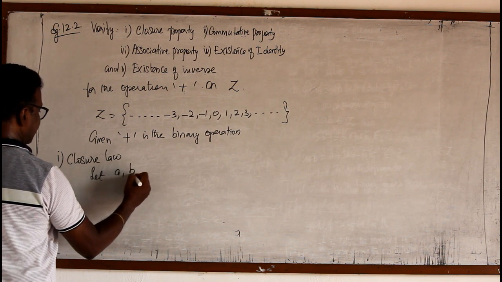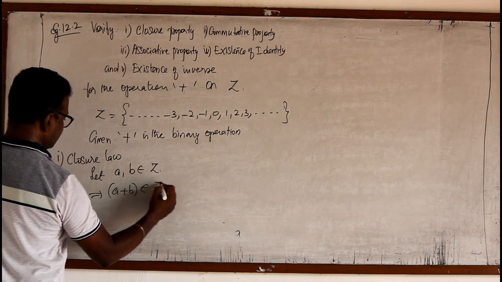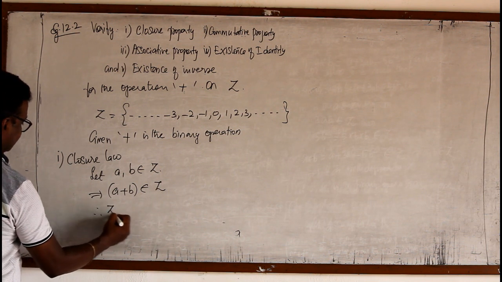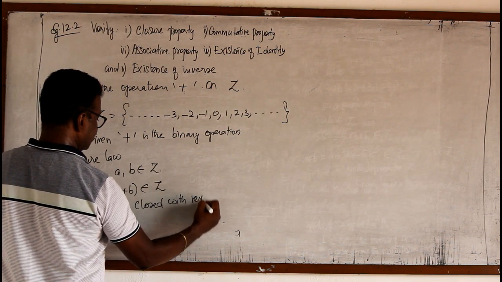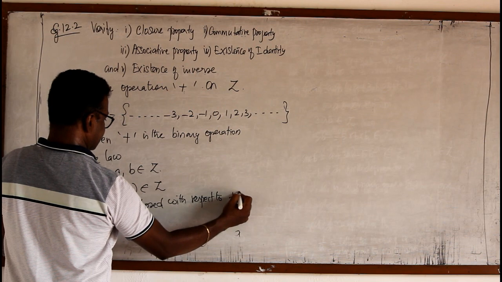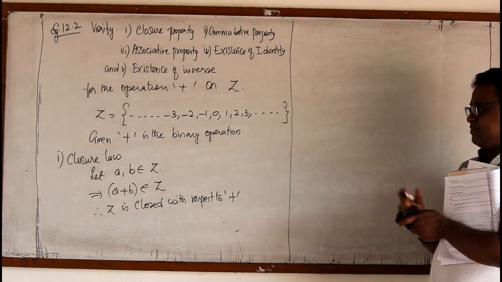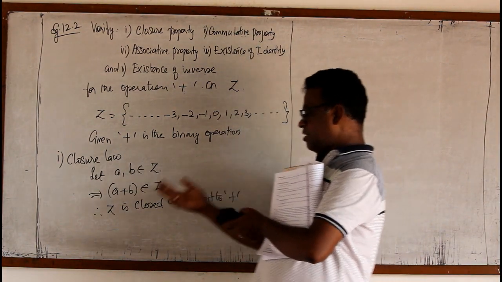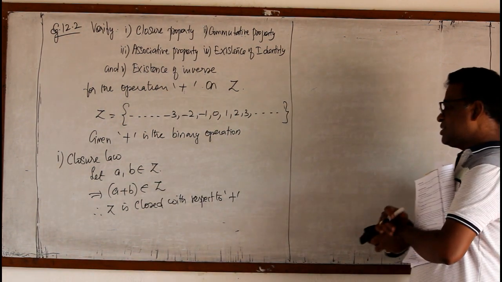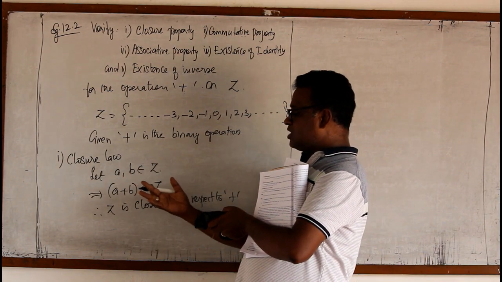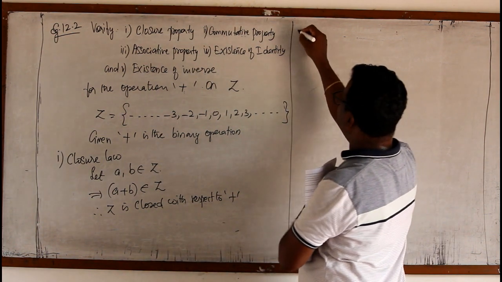Let A, B belongs to Z. Then this implies A plus B is also belonging to Z. Therefore, Z is closed with respect to addition plus. So we can say it is closed because plus can operate two numbers and the operation will result in a number. That result will be another integer. Therefore, Z is closed. You understand? When I add two numbers, the resultant is also an integer. Therefore, Z is closed with respect to addition. This is called closure law.